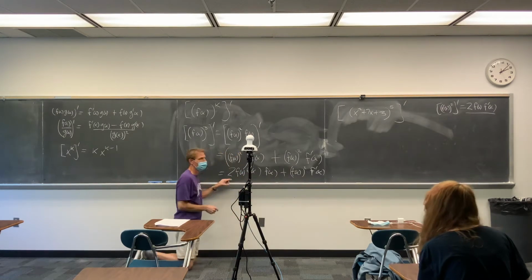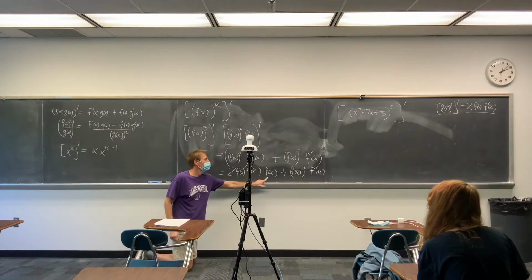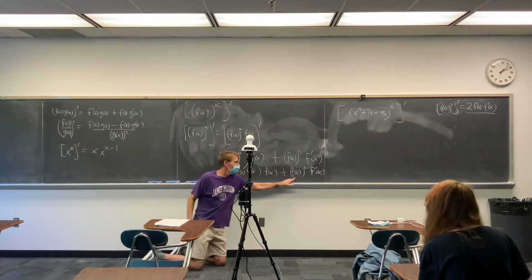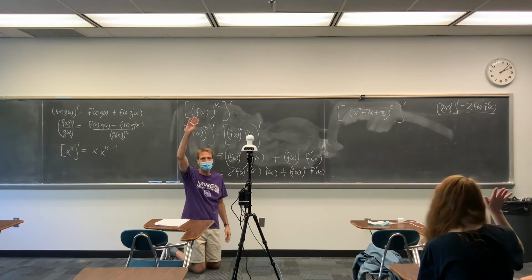So I'll read it again for everybody at home. This is 2 f of x f prime of x times f of x plus f of x squared times f prime of x. How many people got that?